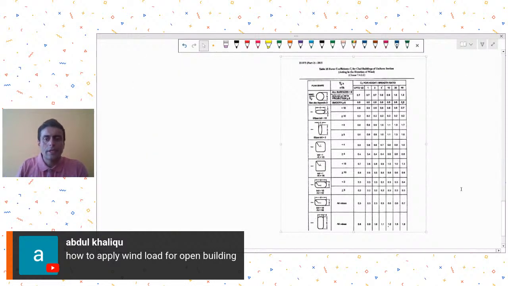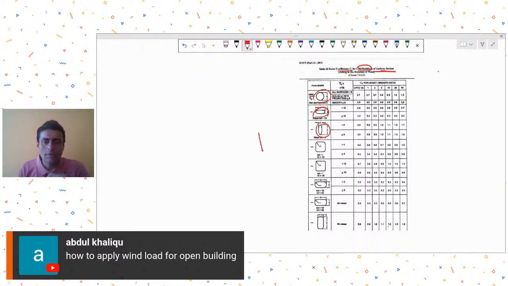So this is Table 25 from IS 875 Part 3. Although it's written force coefficient for clad buildings of uniform section, which means the building shapes should be like this, mostly this table is also used for individual structural elements having this type of shapes. This is the plan shape of that structural element.